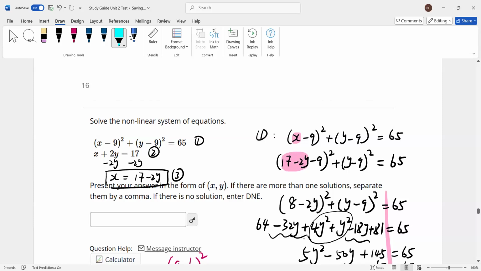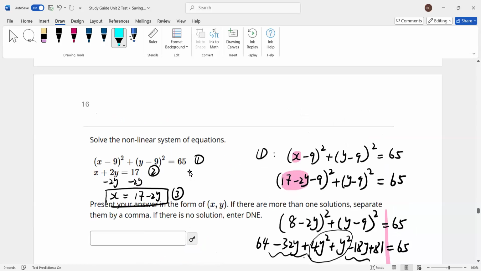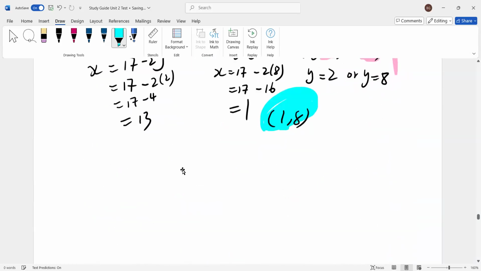This is a circle and a straight line. Two solutions is reasonable. If I have time, I would plug back in to double check, but we are running out of time. So number 16, number 17.